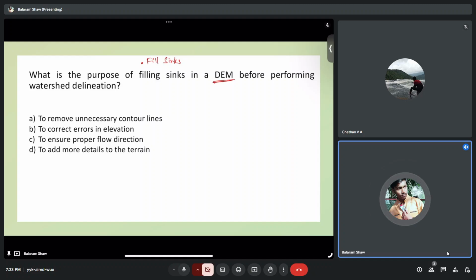Okay, now coming to this question. What is the purpose of filling sinks? Why do we fill sinks in this DEM? So the answer will be, let's say the DEM we have downloaded from somewhere, or whichever satellite product is giving us the DEM data, it might be possible that there are some errors in the elevation, right?